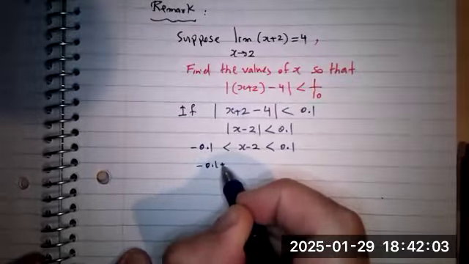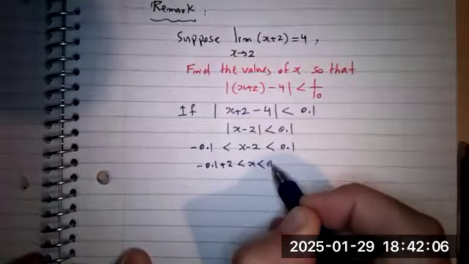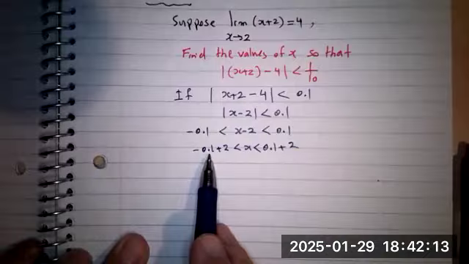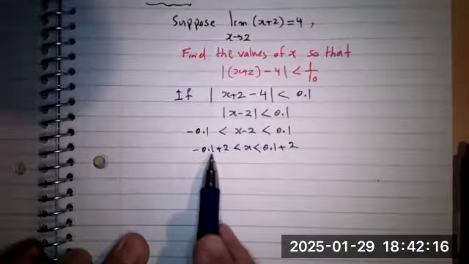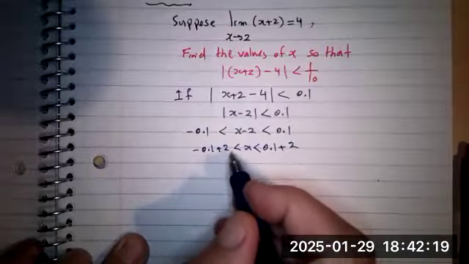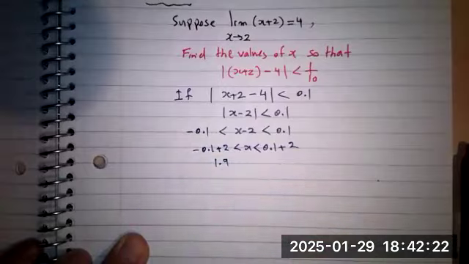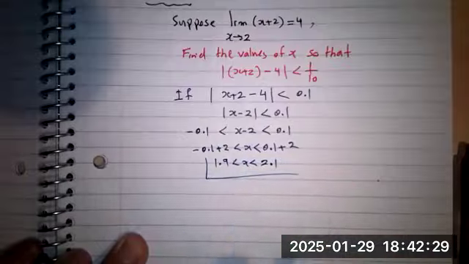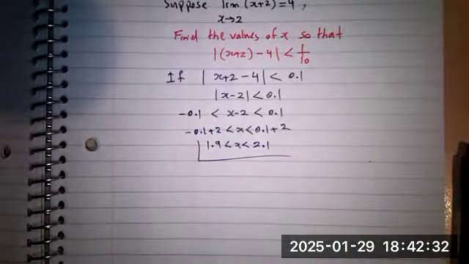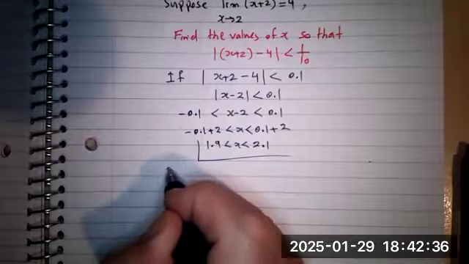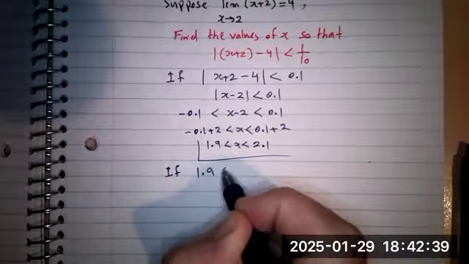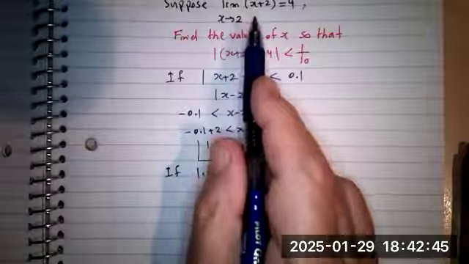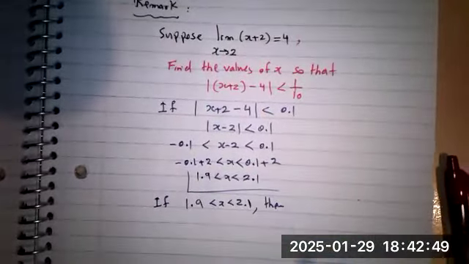So that gives me negative 0.1 plus 2 less than x less than 0.1 plus 2. So this would be what? If you compute it, this would be 1.9, okay, and that's going to be x. And this is going to be 2.1. You see, look at this, the argument that we did the other night. So this means if you pick your numbers to be between 1.9 and 2.1, then the value of f of x would be estimated to the 4 up to the 10th place.